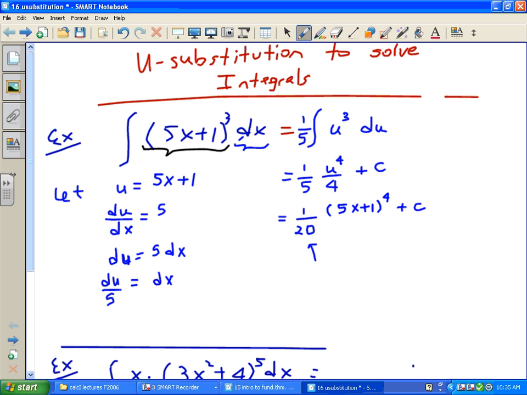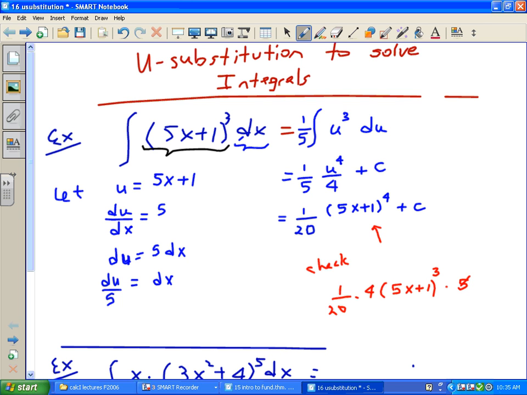How can I check this answer? Take the derivative, right? So let's check this. Take the derivative of this and see what we get. The derivative is 1 over 20 times... who can tell me what I should write next? I'm differentiating now. Bring the 4 down, right? It's been a long time since we did derivatives, so it's natural if you're feeling a little bit rusty right now. What power should I have? To the 3rd power. And by the chain rule, I should multiply everything by what? 5, which is the derivative of the inside, right?